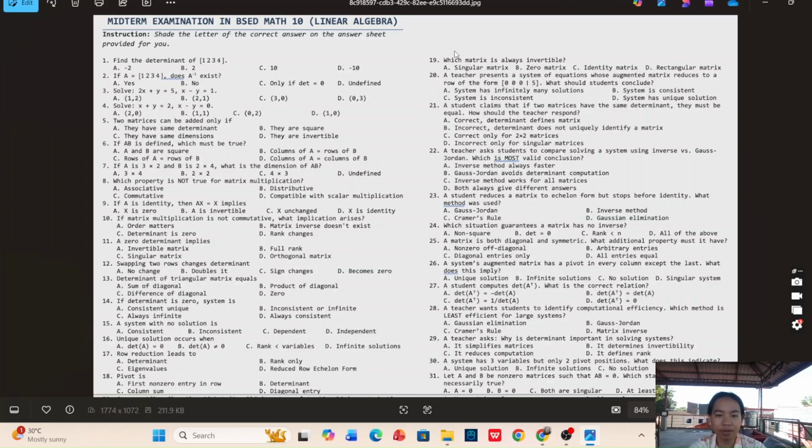Among these choices, the correct answer is letter C, which is identity matrix. This is because the identity matrix is always invertible because its determinant is 1.